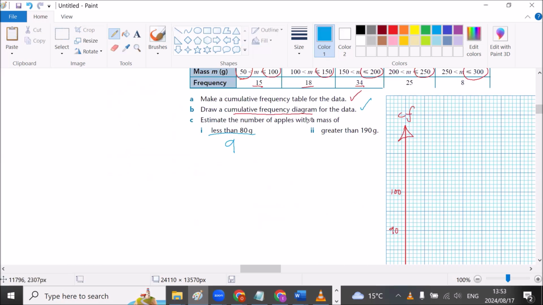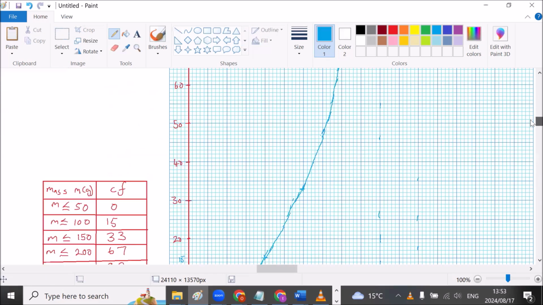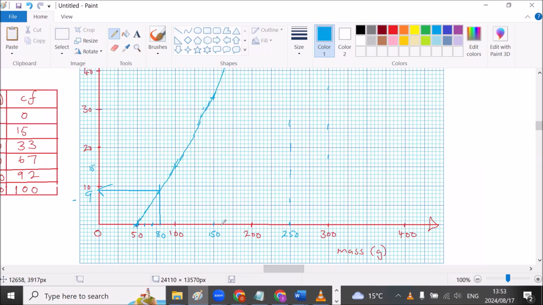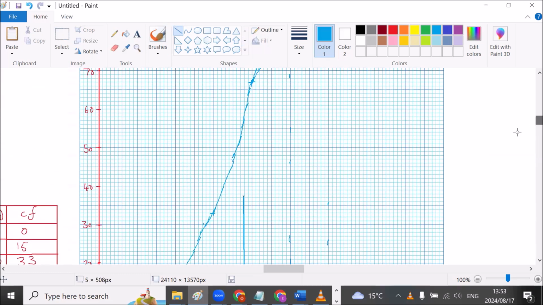For 2, estimate the number of apples with a mass of greater than 190. So we go to 190. If this is 150, 160, 170, 180, 190 is here. So we take our ruler, draw a vertical from 190 up to the curve, and where it meets the curve, we put a horizontal and then read off this value, and we get 59.